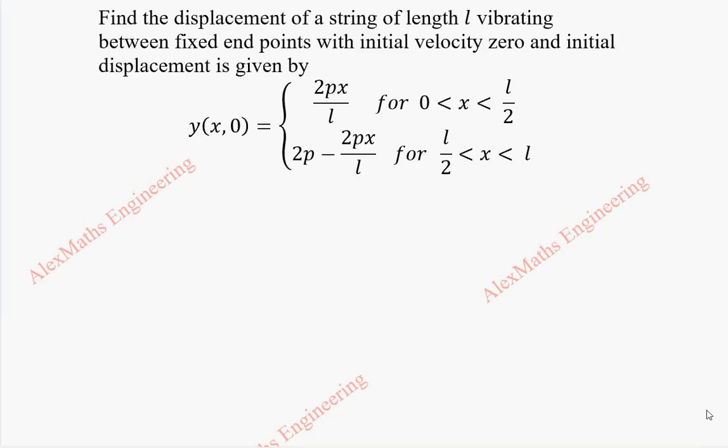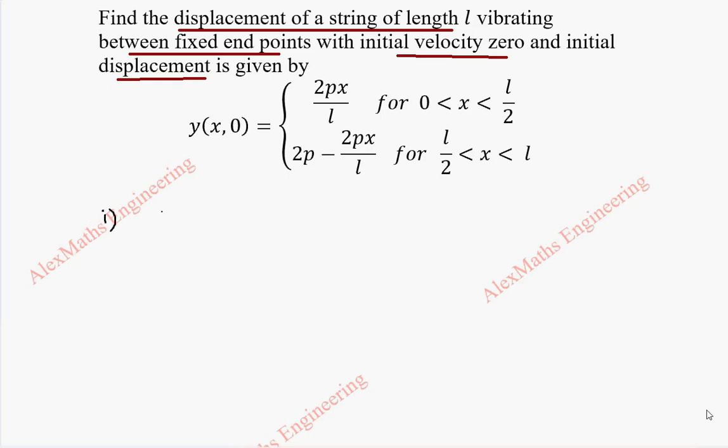In this problem, they are asking to find the displacement of a string of length L vibrating between fixed endpoints with initial velocity 0 and initial displacement given by a function. So let's write the boundary conditions and initial conditions.